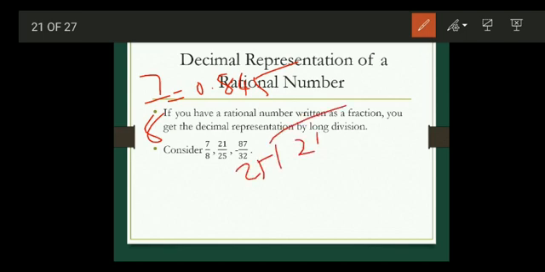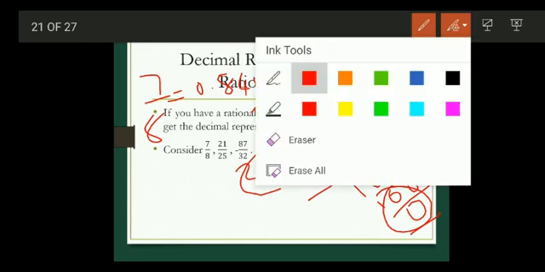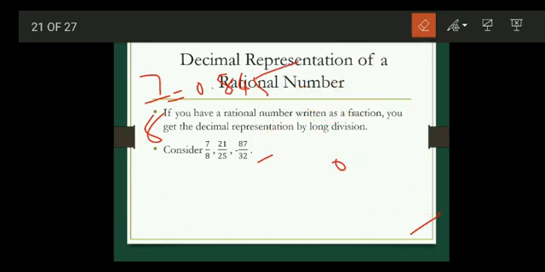Since 21 is lesser than 25, make a point. So add a 0 here. So how many 25s are 210? We know that 8 25s are 200. Right? 8 25s are 200. Balance 10 will be there. Add a 0. 4 25s are 100. Right? So remainder is 0. When you divide 21 by 25, you will get 0.84 and the remainder is 0.